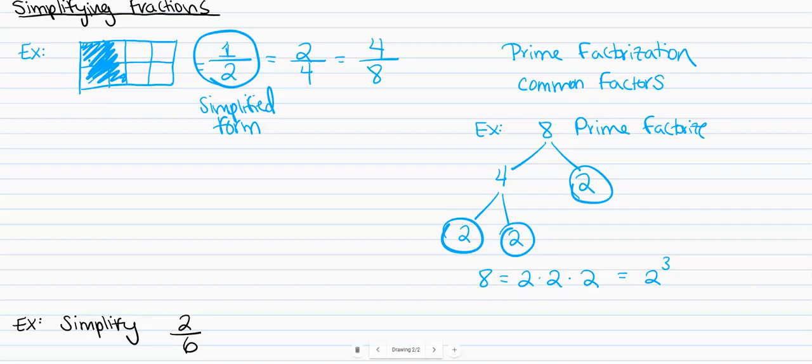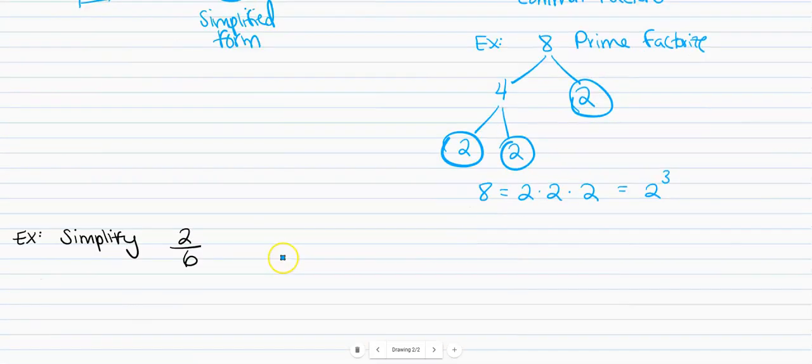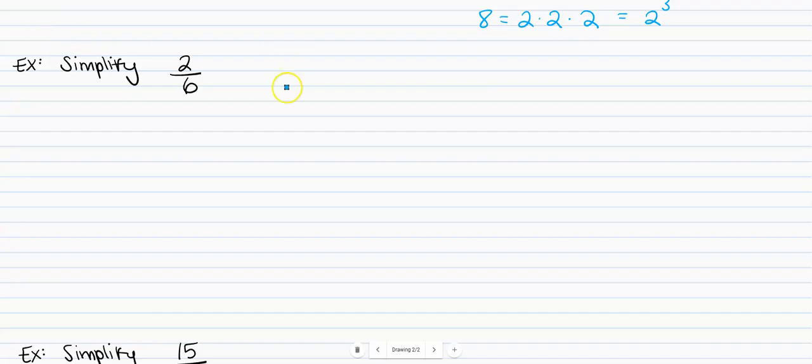Now, let's say that I have an example of a fraction that I wish to simplify. When it comes to simplifying fractions, you can always do prime factorization, where you break down the numerator and denominator into its prime factors and cancel out any common factors that exist in the numerator and the denominator.